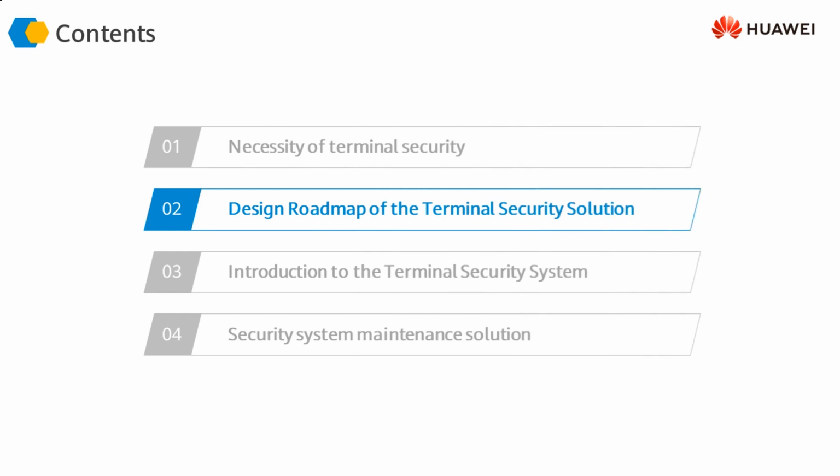Hi. As you can see, this is the design roadmap. In the next couple of slides, we are going to look at the design roadmap of terminal security solution. By design roadmap, we mean what are the features or requirements that we have from a terminal security solution. When we implement a terminal security solution, what exactly are we looking to achieve from that solution?